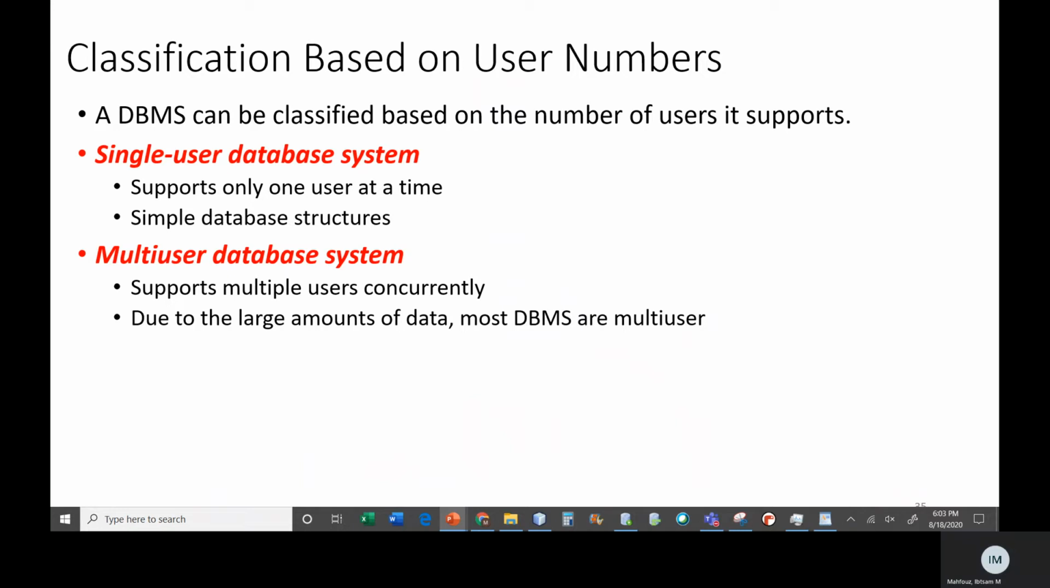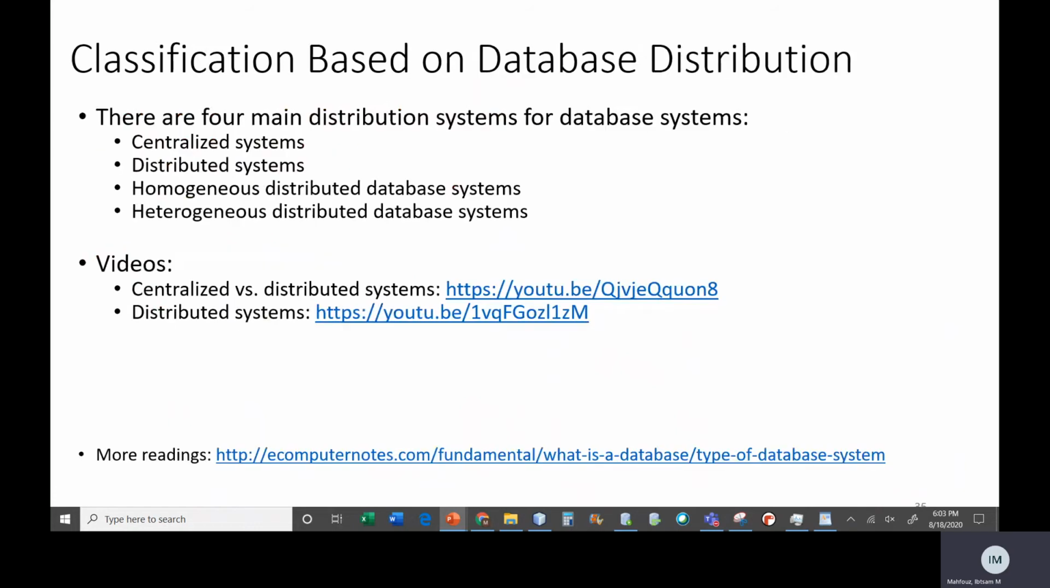The next way is database distribution, whether it's distributed or not distributed, in different types. And this is very important. So there are 4 distribution systems. There's centralized systems, distributed systems, homogeneous distributed, and heterogeneous distributed. So actually homogeneous and heterogeneous come under distributed systems.